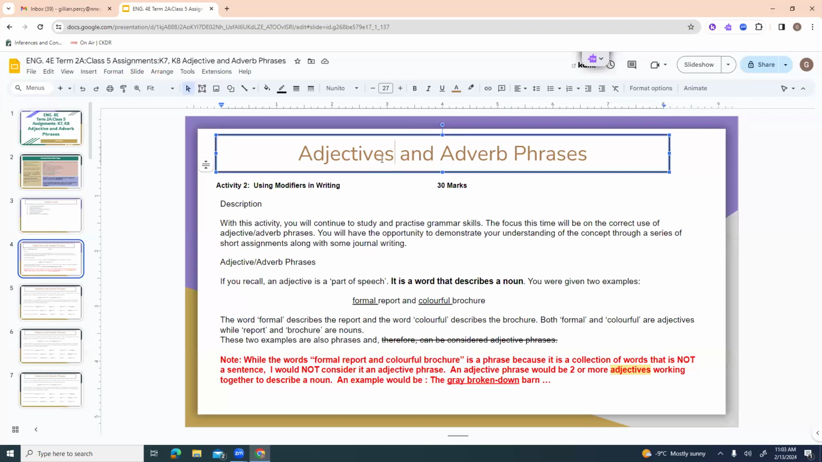Now, these are examples of phrases, yes. They called them adjective phrases, and I would say normally I would not call those an adjective phrase because an adjective phrase is normally two or more adjectives working together to describe a noun. So an example would be the gray broken down barn. So I just wanted to clarify that. It's a really small little picky point, but it bothered me. They are definitely a phrase. Anything that's not a sentence is considered a phrase.